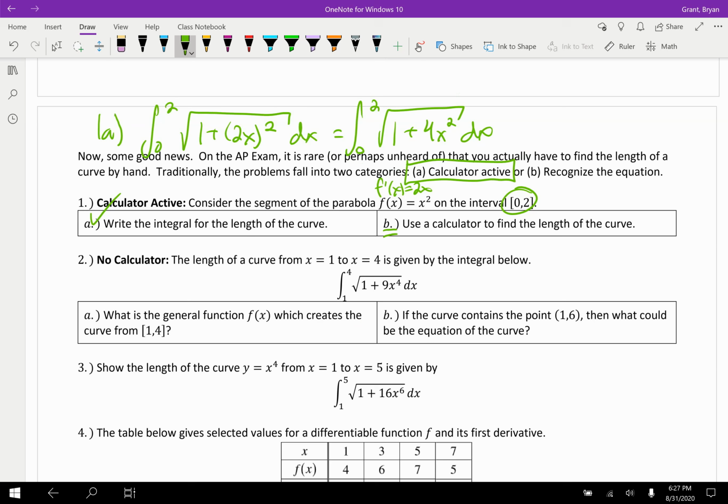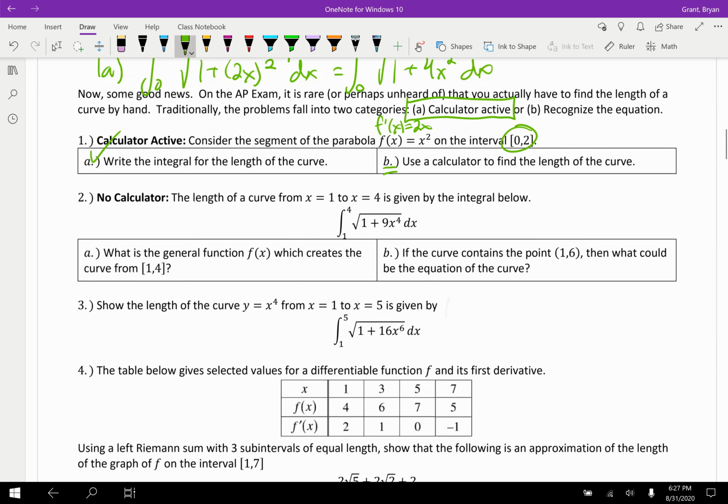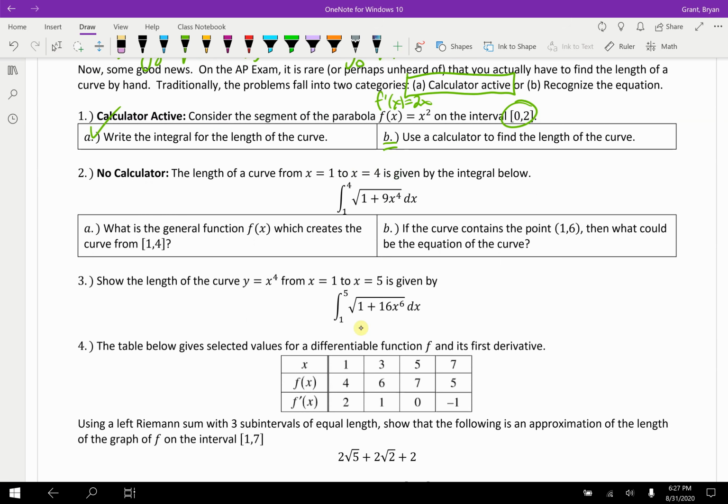What does recognize the equation look like? Well, this is one like problem 2. They give you the length of a curve, and they say, well, what function is this finding the length of the curve for? Well, let's take a look at this. If this is arc length, then we should be able to rewrite this. Let's do it the other way. We should be able to rewrite this as the integral of the square root of 1 plus f prime of x squared dx. And it's not quite there because this doesn't have a square. So let's rewrite it. The integral from 1 to 4 of the square root of 1 plus what thing squared gets you 9x to the 4th? Well, 3 squared gets you 9, and x squared squared gets you x to the 4th.